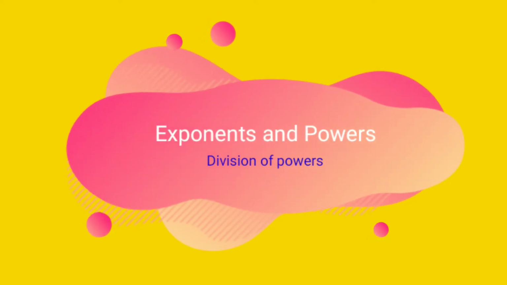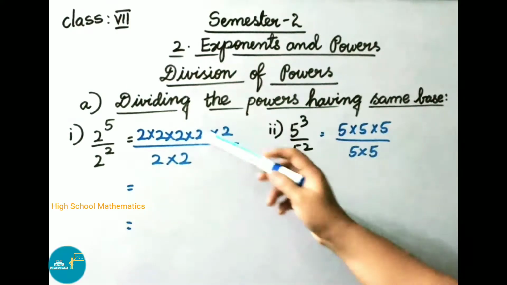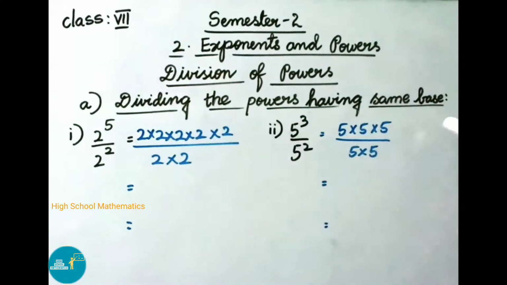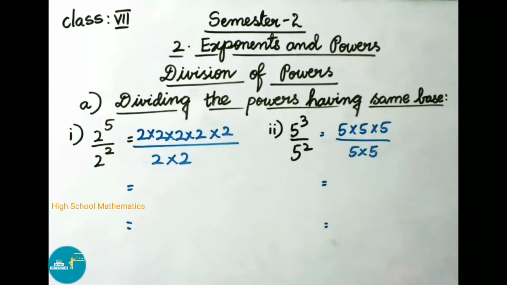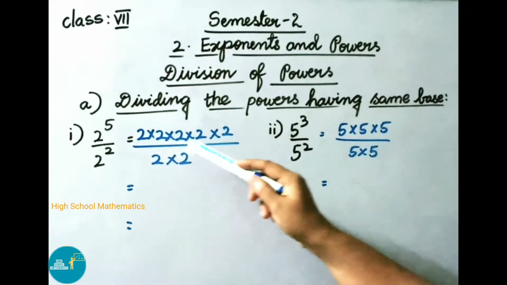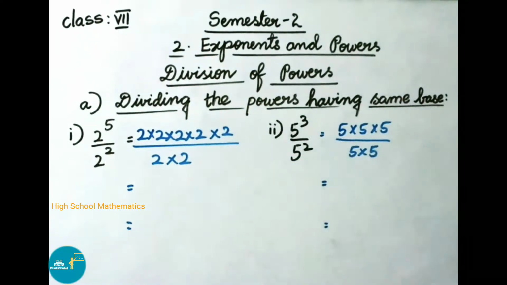Today we are going to learn class 7 semester 2 chapter 2, exponents and powers: division of powers. See here, dividing the powers having the same base. See the first one, 2 power 5 by 2 power 2. 2 power 5 can be written as 2 multiplied 5 times, divided by 2 square, which means 2 multiplied 2 times.